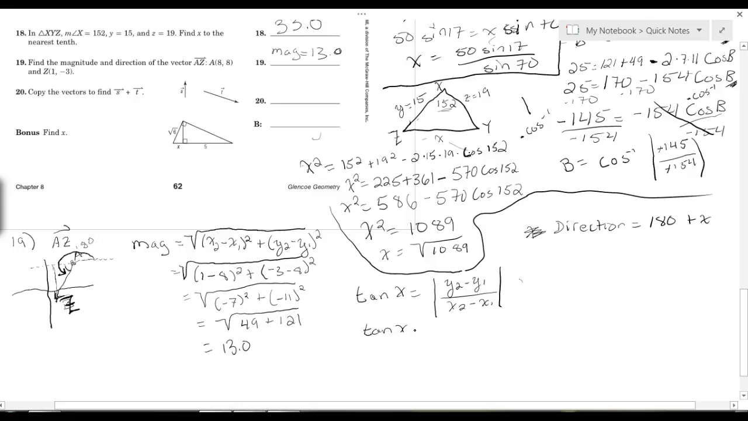So tangent of x equals, and I already got my y2 and y1 over here, so that's nice, I can kind of steal them, equals the absolute value of negative 11 over negative 7. These cancel out, I get a positive number. Since it's positive, I can just kind of ignore my absolute value signs. So now I need to use inverse tangent to get x by itself. So x is going to equal the inverse tangent of 11 over 7. I'm going to put that into my calculator.